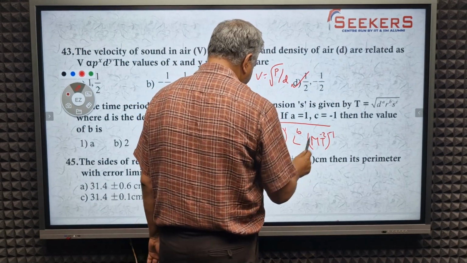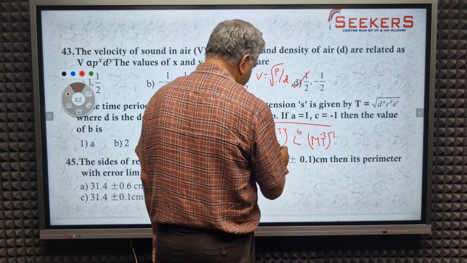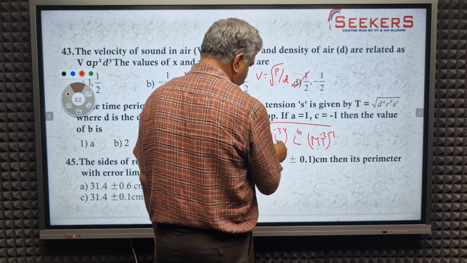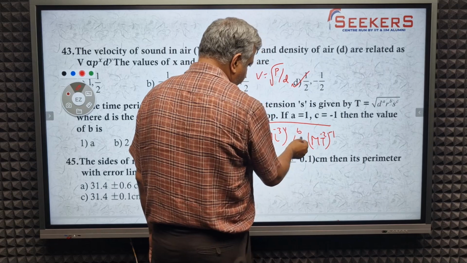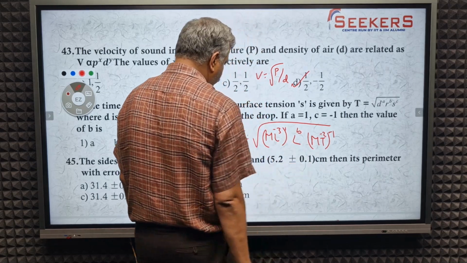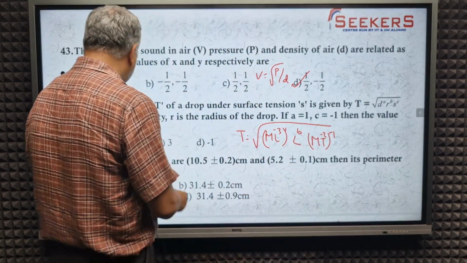So I am getting T, there is no problem. So M should be L only, I should check. L should give me 0. So L power minus 3, there is no L here. So B should be plus 3. If B is plus 3, minus 3 will give you 0. So the answer should be 3.